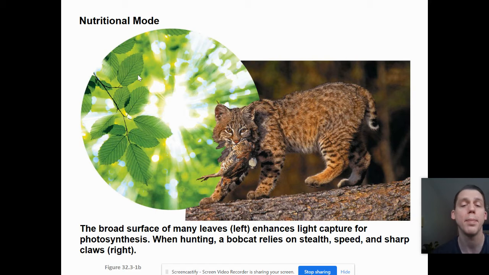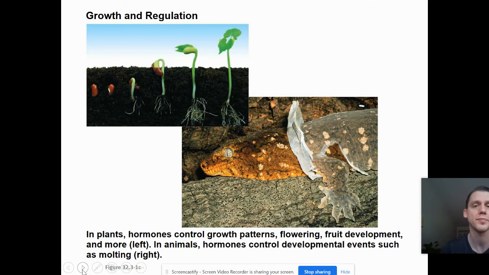Now, a bobcat is not going to have a broad, flat surface, but a bobcat has its own adaptations to allow it to get nutrition as well. A bobcat has stealth, speed, sharp claws, teeth, ears that can move, right, to track prey. So a bobcat has its own set of specialized adaptations to help get its nutrition.